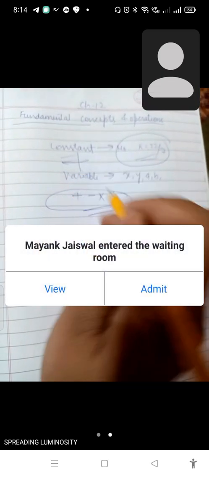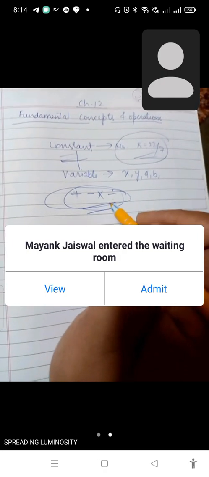When these variables and the constants are combined with addition, subtraction, multiplication and division, then they form an algebraic expression. Okay, and next we have the polynomial.